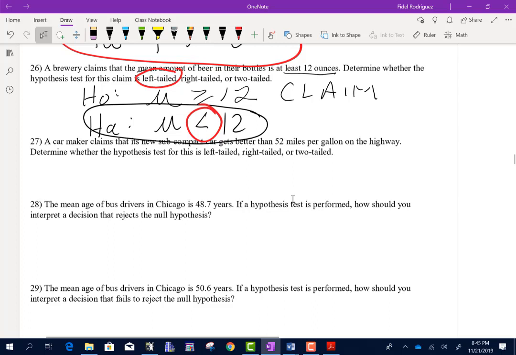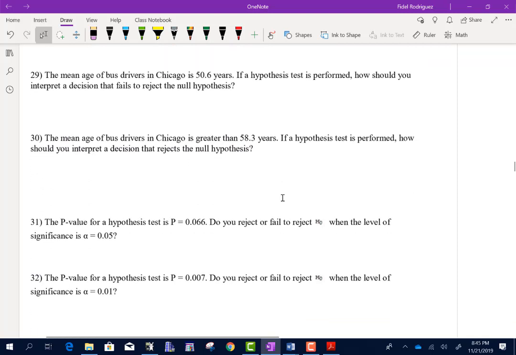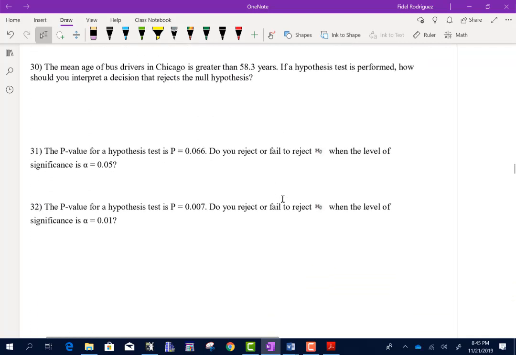All right. Any other questions, guys? Let's see. What is this, number 27? Okay. Anything else on that same page? 27 through, I don't know, 32. 31. Let's look at 31. Okay. So it says the p-value for a hypothesis test is p equal to 0.066. Do you reject or fail to reject the H0 when the alpha is 0.05?